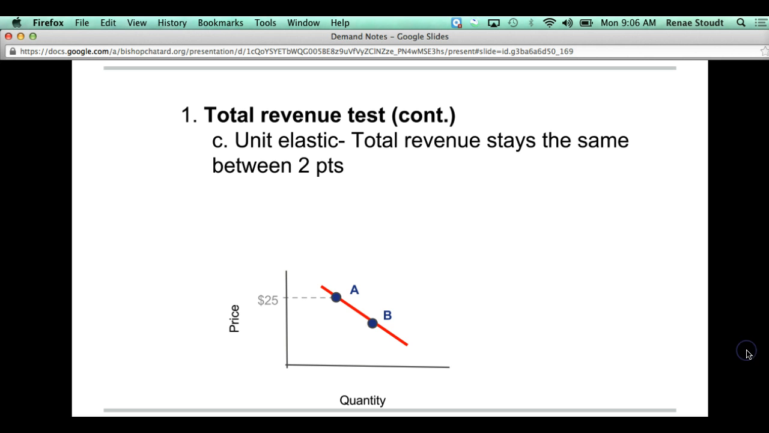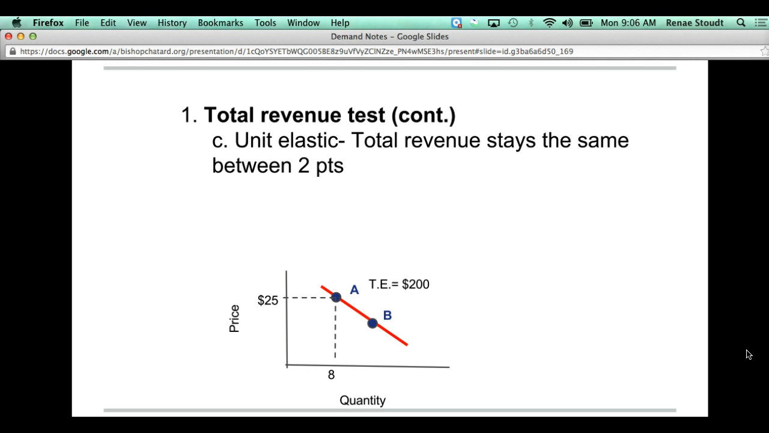So at point A, we're going to say again that our price is $25. And at point A, our quantity is 8. I changed the quantity. So 25 times 8 is, quick people with math. Total revenue is 200. Again, I should say TR, I need to switch my terminology. So TR is 200.